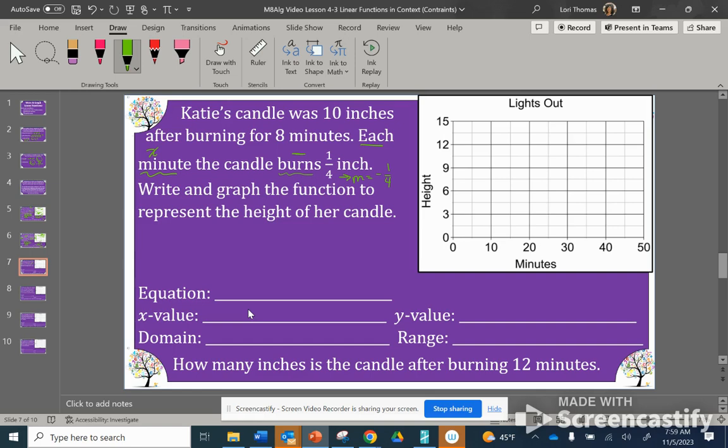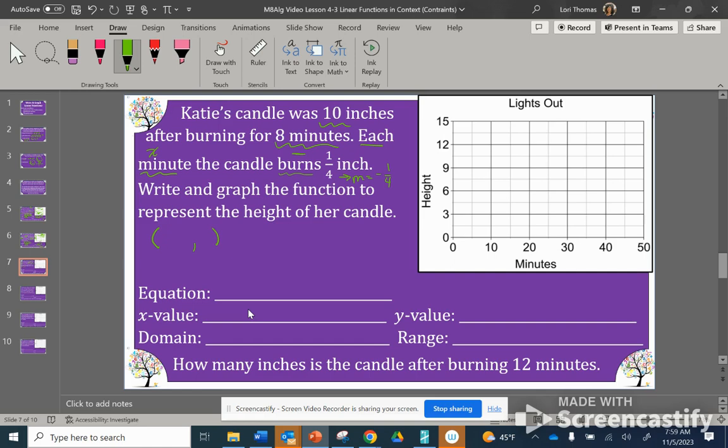Now we do not know the initial height of the candle, but we do have a data point that in 8 minutes, the candle is 10 inches. So this is a data point. So I'm going to just write our data point right here. Now we have to decide, is 8 the x coordinate or is 10 the x coordinate?